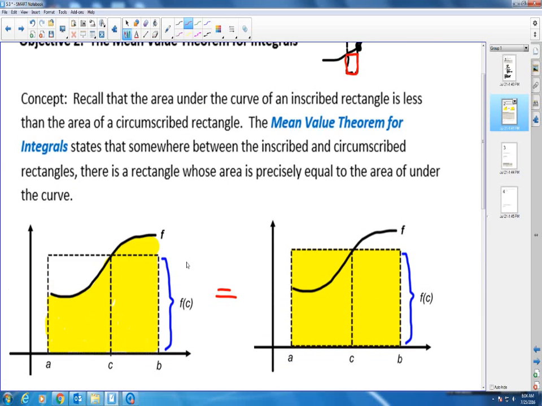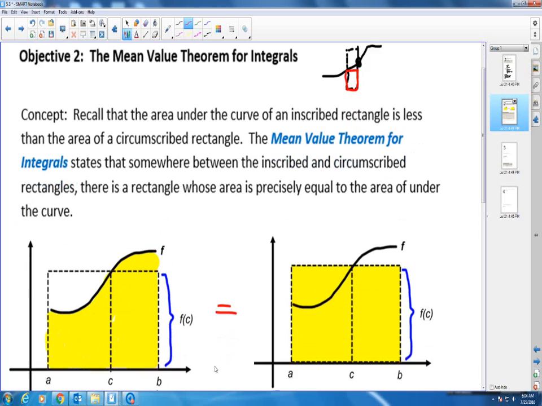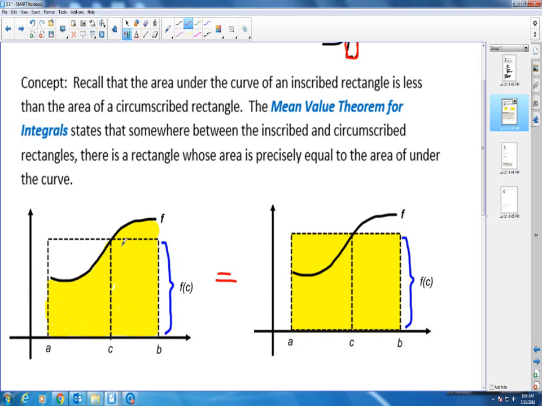The mean value theorem. The word mean is referring to halfway. So this line right here is actually your height. From c to b is your width. So this f of c is my height for both pictures. Somewhere on this curve, I can draw a rectangle where, if I can find that number c and evaluate f of c, the area under that rectangle is going to be the same as the entire area under the curve.